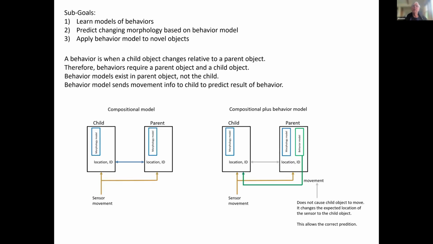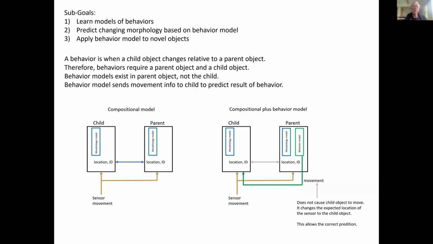So here's two pictures. On the left is our standard compositional model, and I didn't show all the details here. I'm just saying, okay, there are two objects, a parent object and a child object, and the child object is part of the parent object.